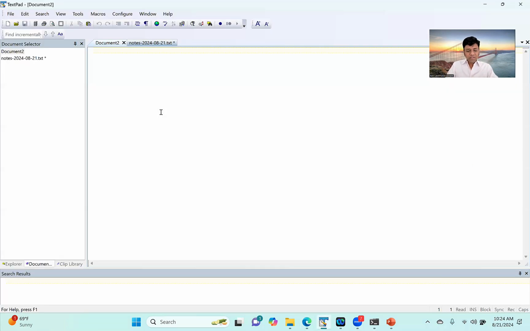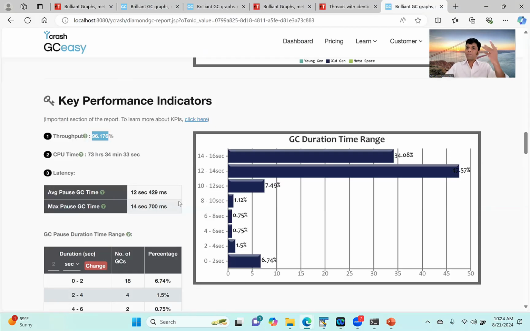When someone says 96% throughput, how does it sound to you guys? Say someone comes and says, oh, my application throughput is 96%. How does it sound? For most of us, it sounds good, right? Because if my high school daughter gets 96%, which is an A plus grade, I'm very happy.